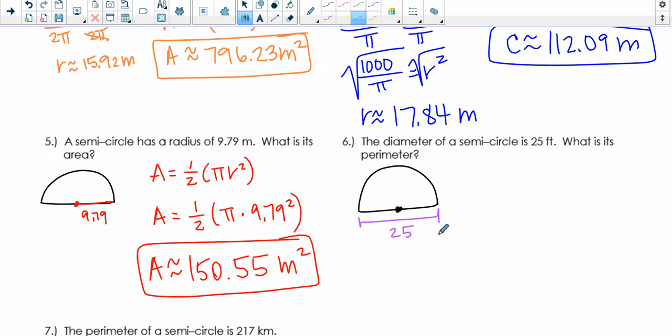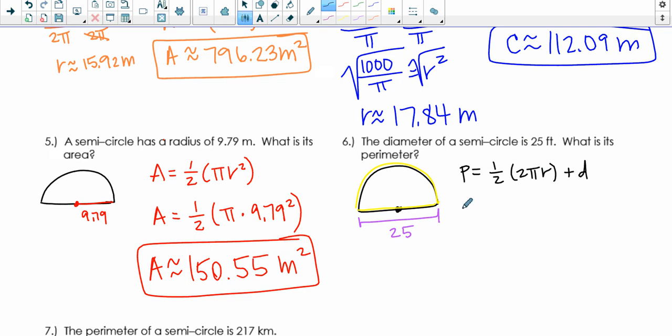And it's saying, what is its perimeter? You guys, that means this plus this. So now, if I were to fence that, I need 1/2 of the circumference of the circle. That's the moonish part on the top. But then you also need the diameter to close it off. So in this case, our perimeter is going to be 1/2 of 2 pi r plus the diameter at the bottom.